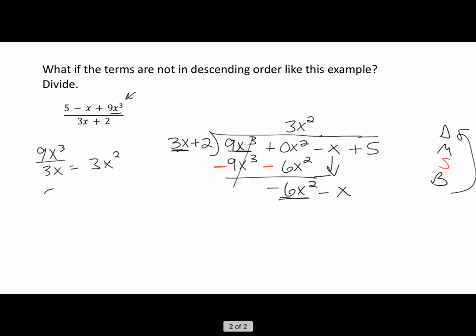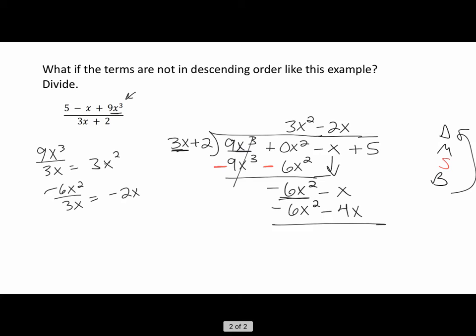How many times does 3x go into negative 6x squared? Let's divide. Negative 6 divided by 3 is negative 2. And the quotient rule here, 2 minus 1, gives us a negative 2x for the quotient. Let's multiply that negative 2x times each term of the divisor. So negative 2x times 3x is negative 6x squared. Negative 2x times 2 is negative 4x.